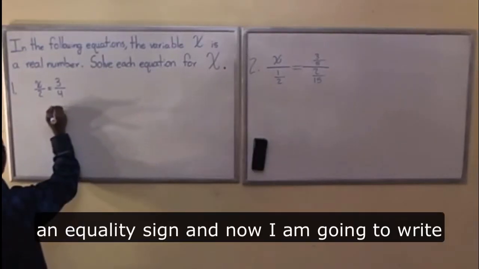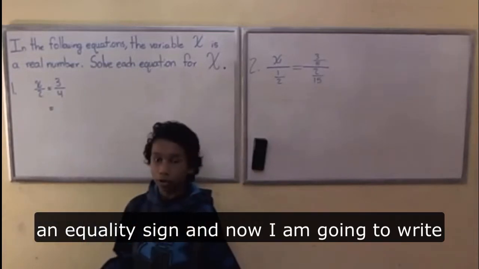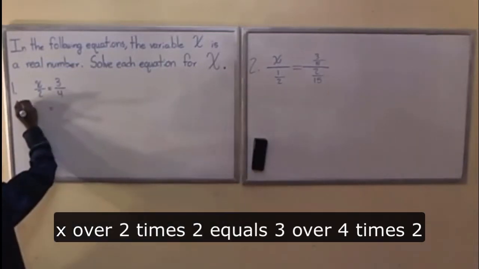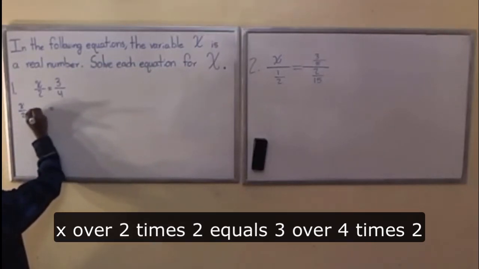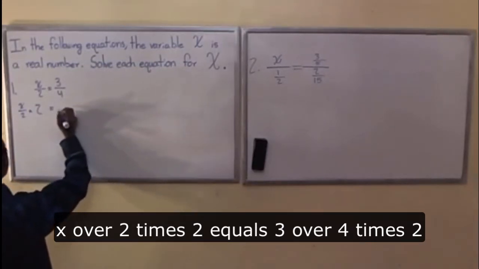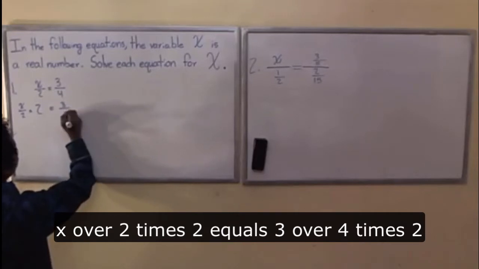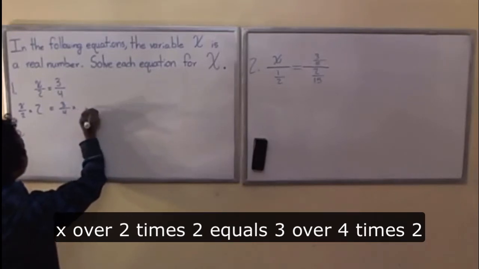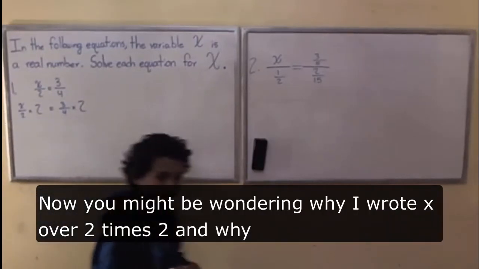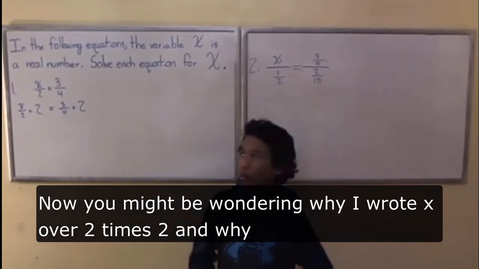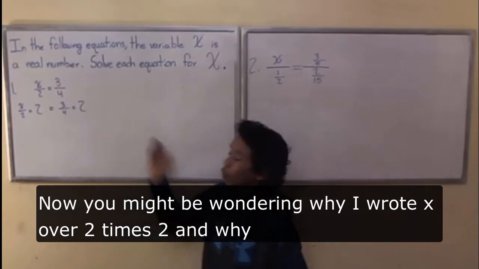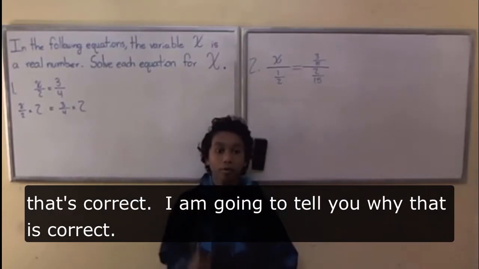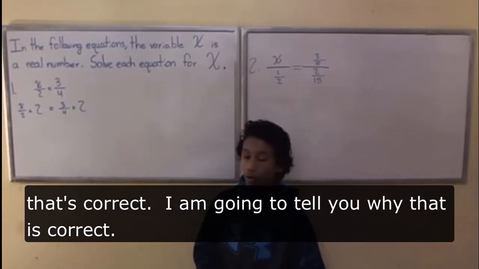I'm going to write an equality sign, and now I'm going to write x over 2 times 2 equals 3 over 4 times 2. Now you might be wondering why I wrote x over 2 times 2 and why that is correct. I'm going to tell you why it's correct.